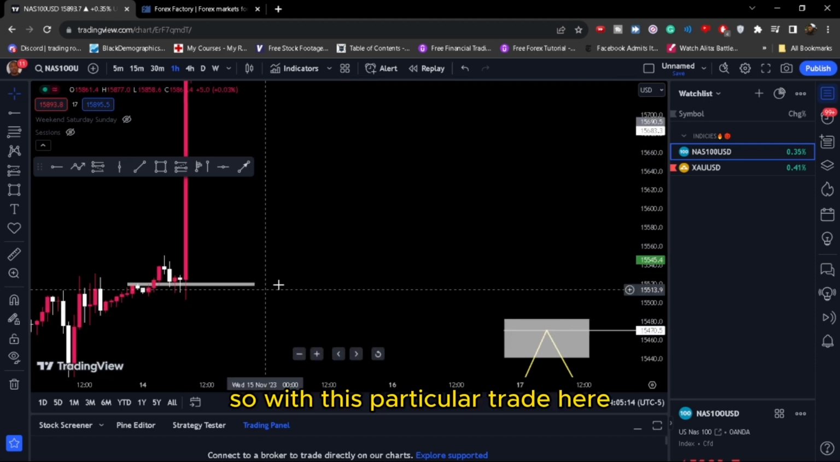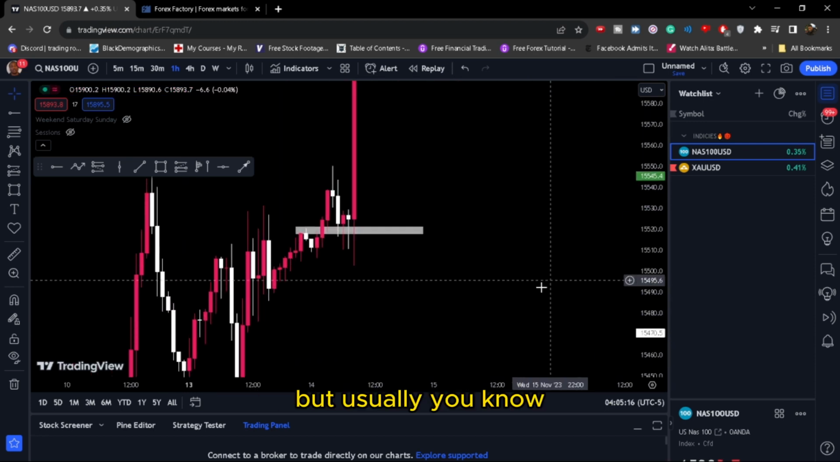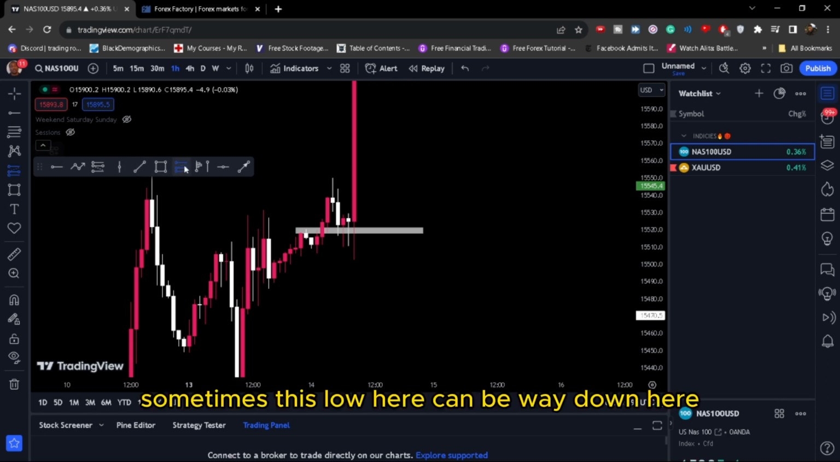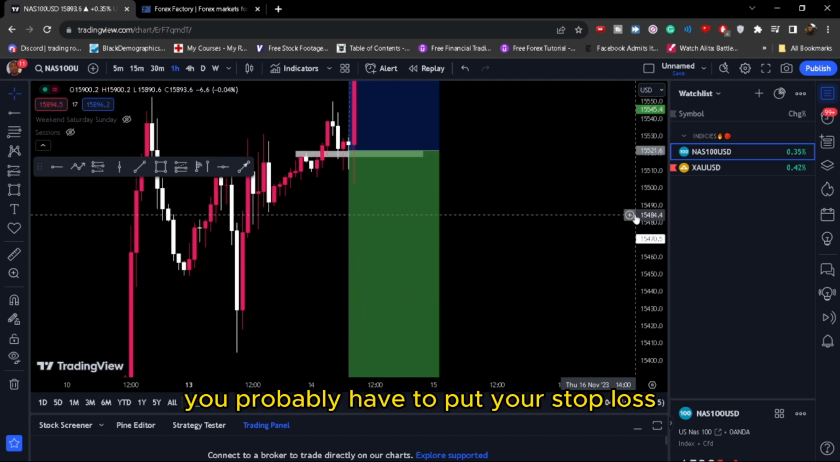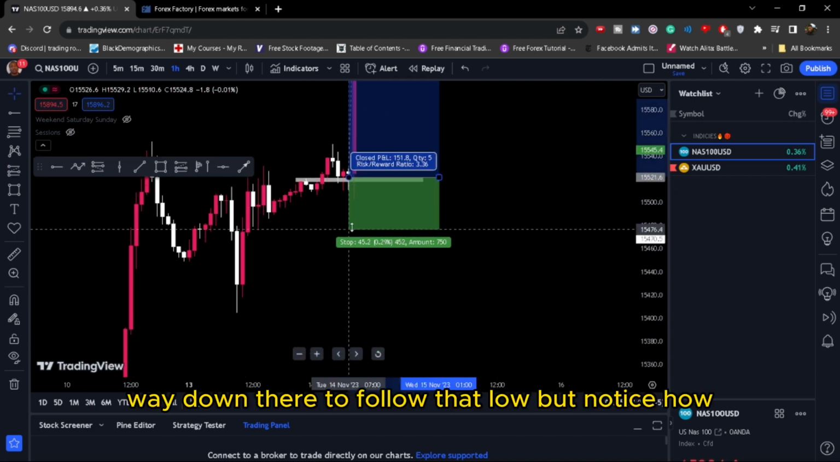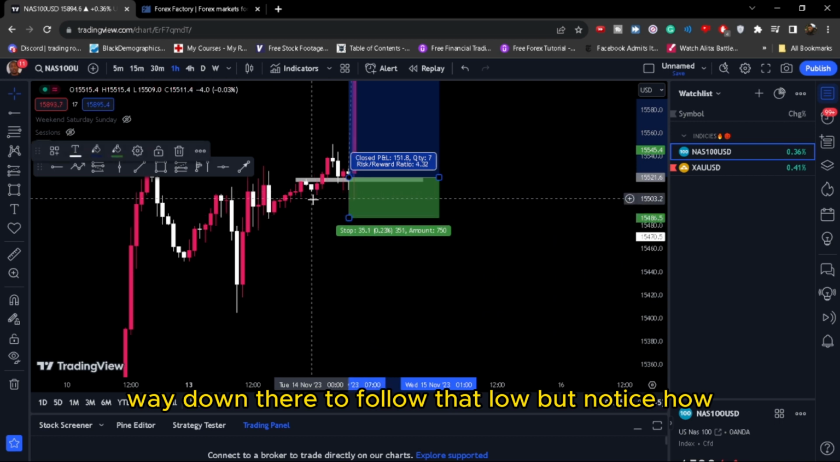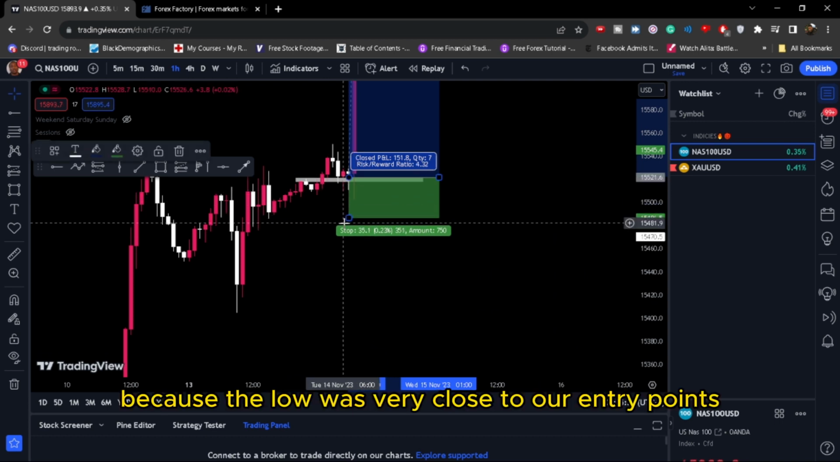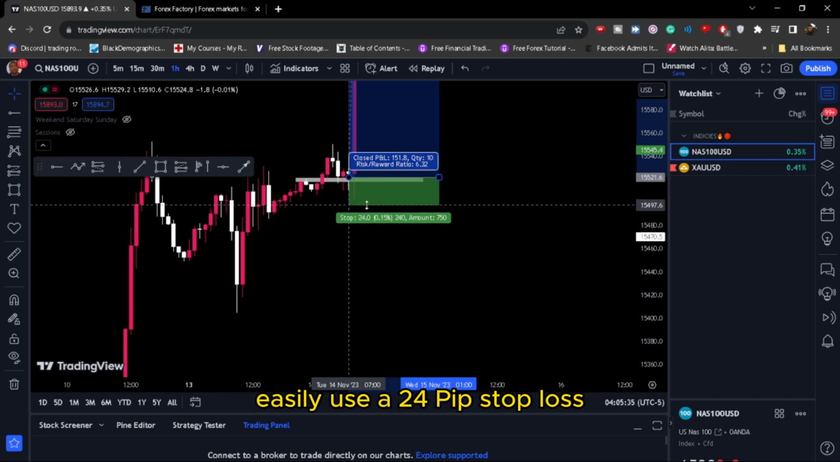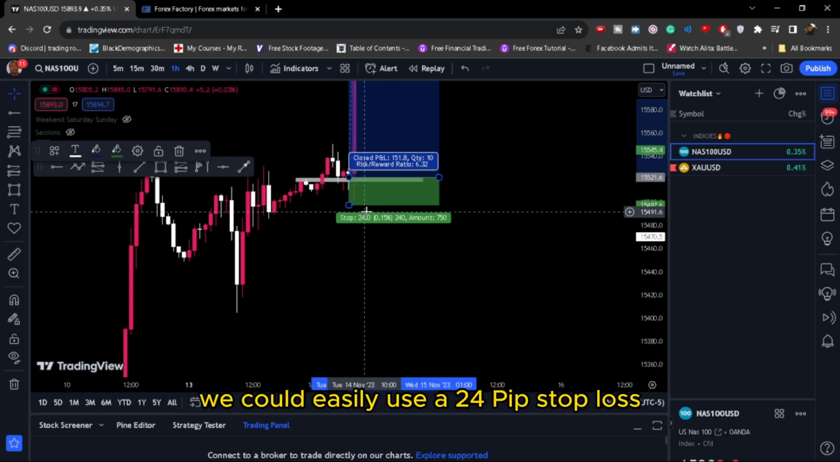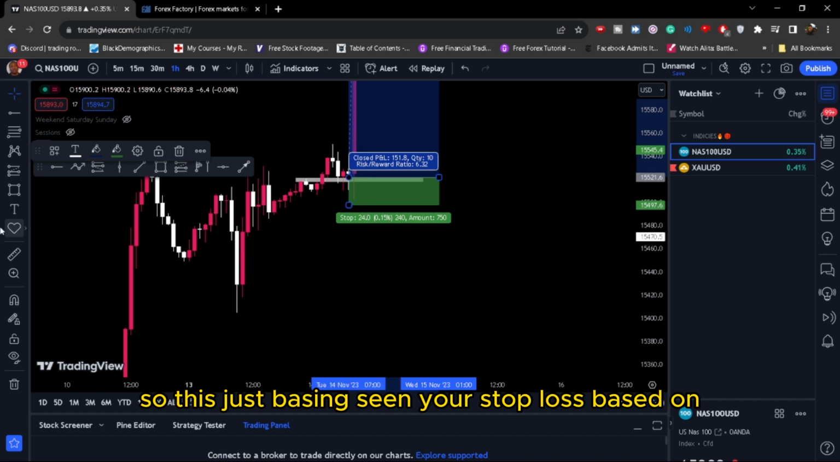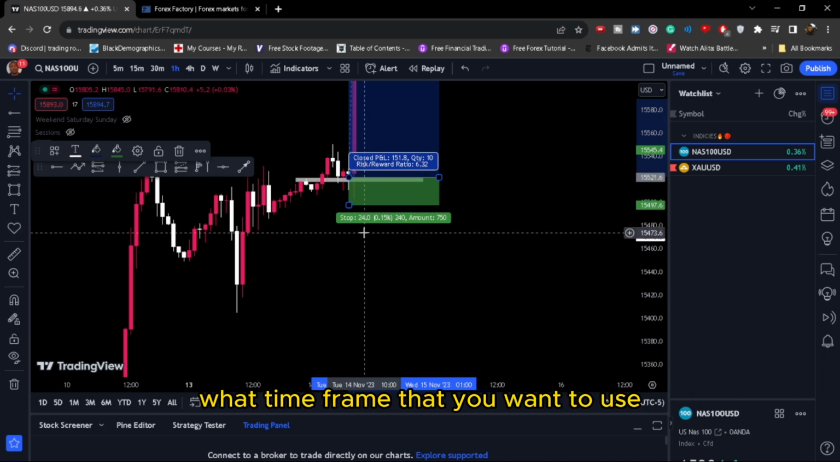So with this particular trade here, usually this low can be way down here, and if you were to put your entry here, you'd probably have to put your stop loss way down there to follow that low. But notice how, because the low was very close to our entry point, we could easily use a 24 pip stop loss. That's not the case most of the time, but I'm just saying we could easily use a 24 pip stop loss. So this is just basing your stop loss on what time frame you want to use.